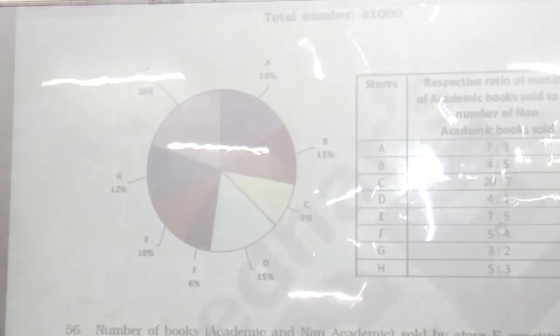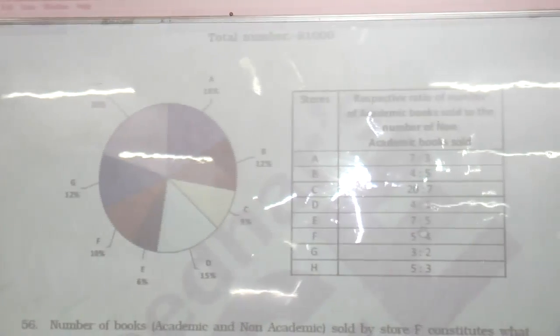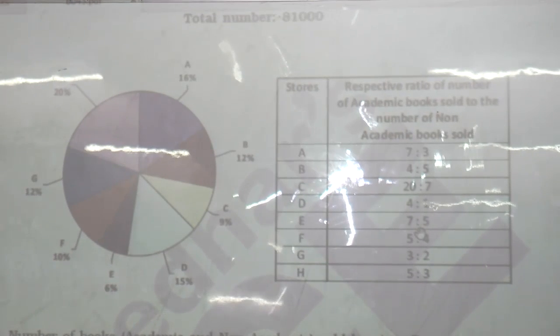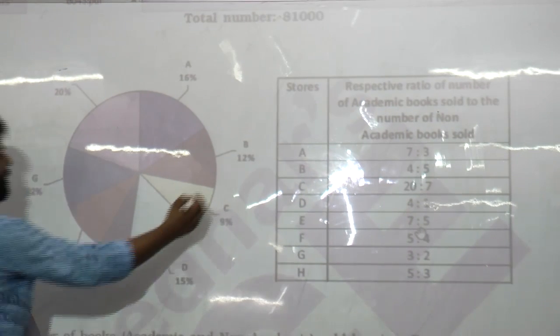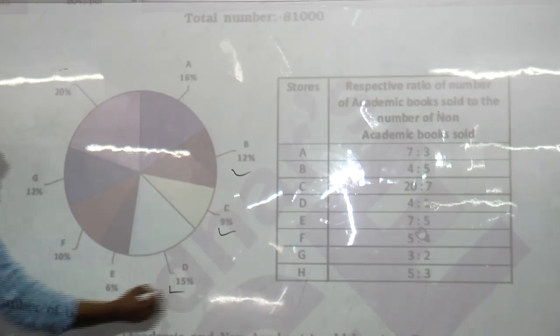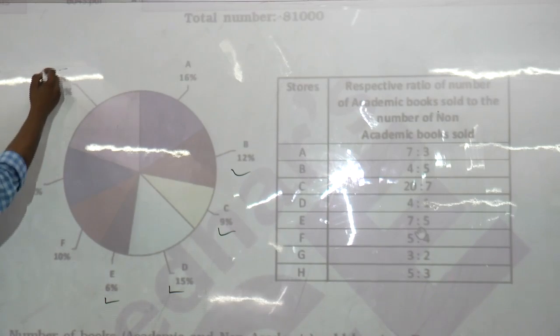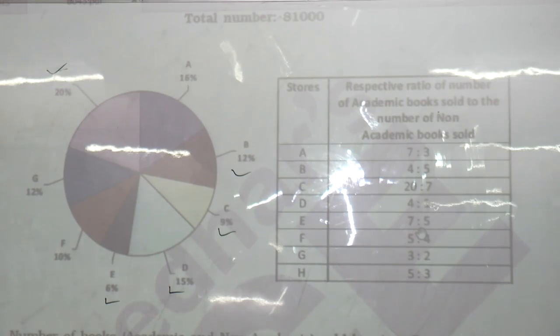If I was to solve this question, I will leave it. Because you need to go for 5 conversions: B, C, D, E, H. Need to go for 5 conversions and obviously it takes time.